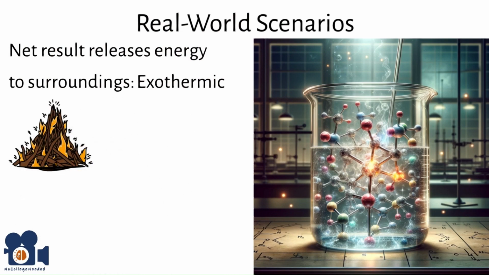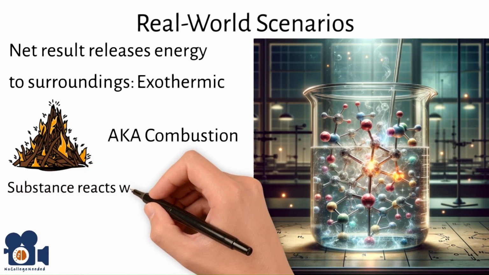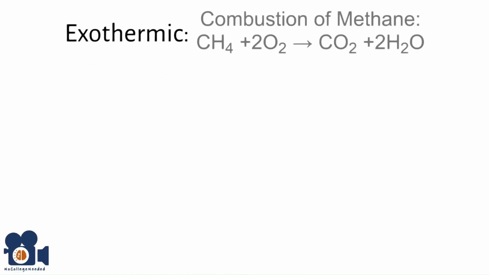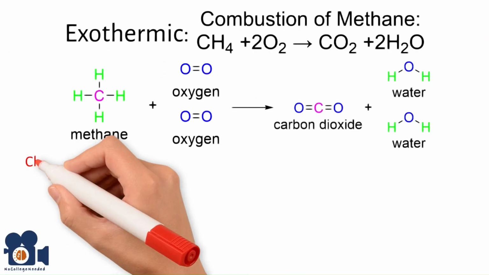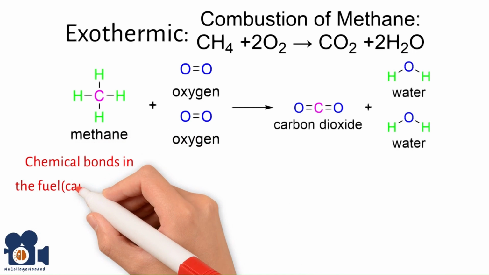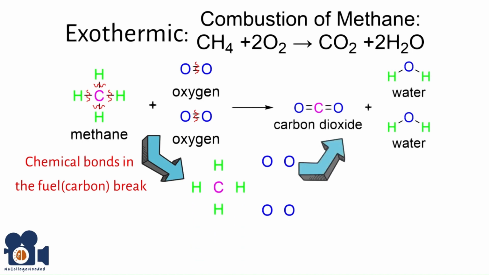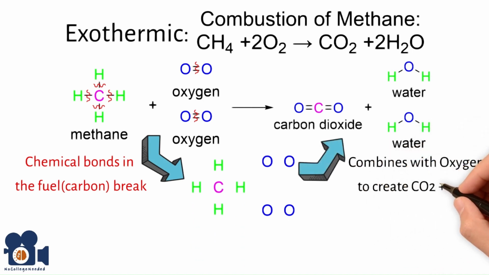Fire, also known as combustion, is a type of exothermic reaction which occurs when a substance reacts with oxygen, releasing energy in the form of heat and light. During combustion, chemical bonds in the fuel, such as hydrocarbons in wood or gasoline, break as the fuel combines with oxygen to form new bonds in combustion products like carbon dioxide and water. The overall result is a release of energy driven by the rearrangement of the chemical bonds.